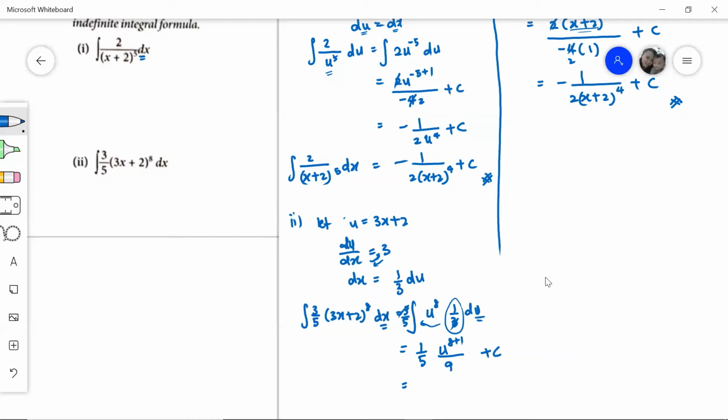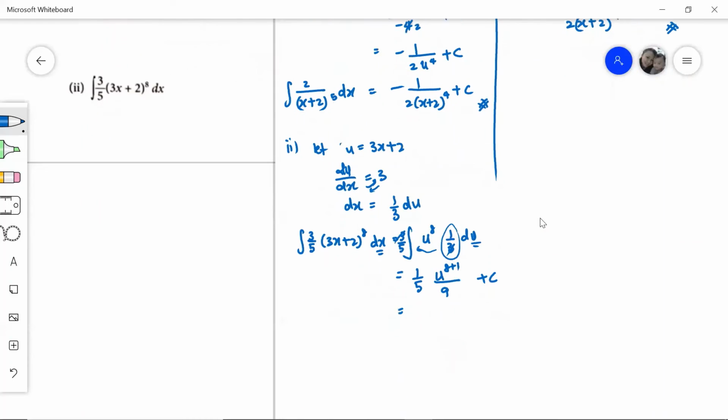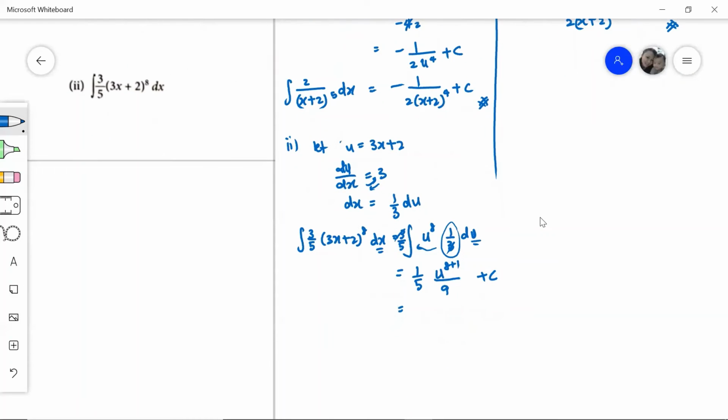Therefore, for this one, the answer will be 1 over 45. Replace the u back to its original expression, that is 3x plus 2 raised up to the power of 9 plus c. That's the answer for part 2 by using the substitution method.